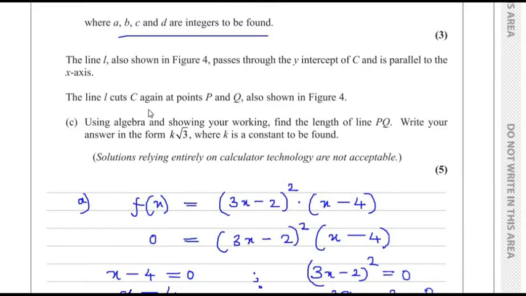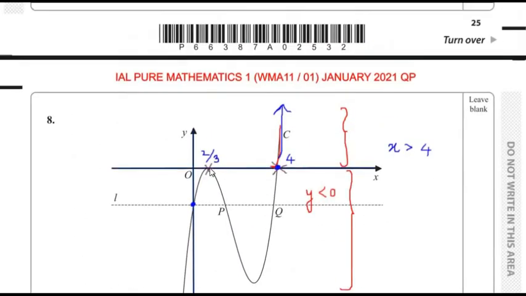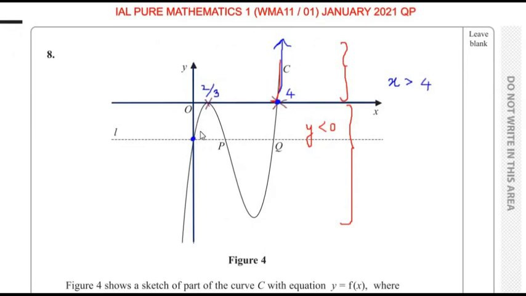The line L cuts C again at points P and Q. Using algebra and showing your work, find the length of line PQ and write your answer in the form k root 3, where k is a constant to be found. So these are the hints they have given us to solve the given example. They said that first of all, the line L is parallel to the x-axis. So the equation will be y equal to something, since it is parallel to the x-axis.